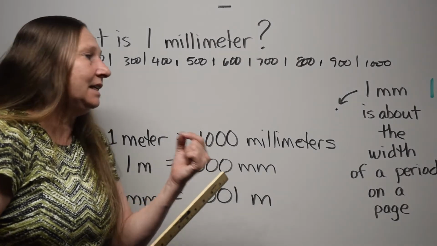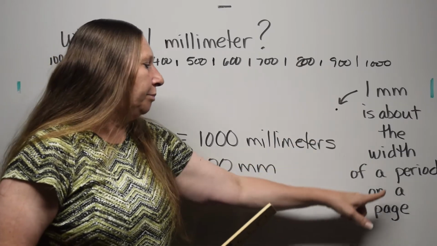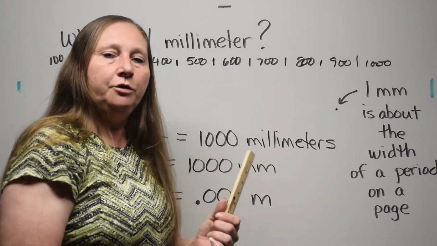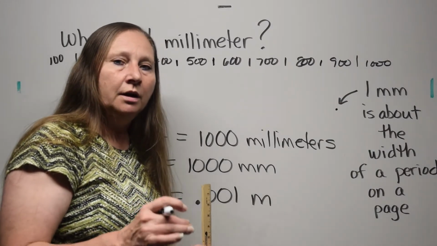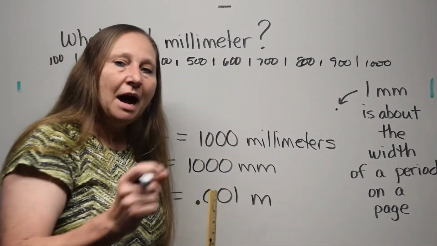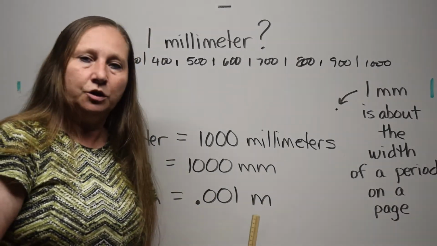So how big is that teeny itty bitty millimeter? Well, it's about the width of a period on a page. If you look at a dot on a page, a period, or a decimal point on a piece of paper, that's about 1 millimeter wide. Millimeters are very, very small.